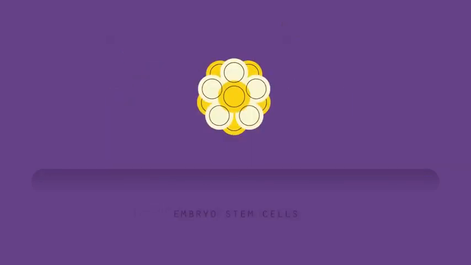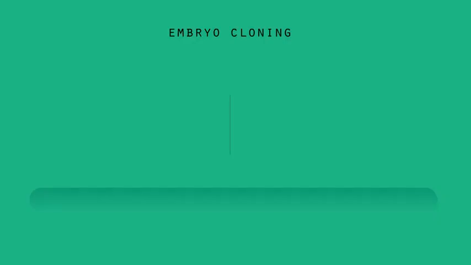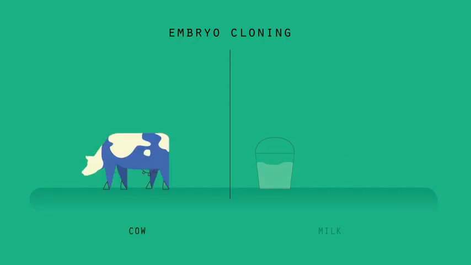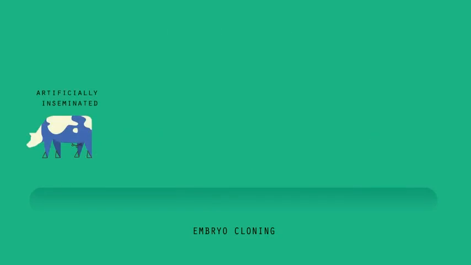In animals, only embryo stem cells have the capability to differentiate into all the different types of cells found in an adult. There are two methods you can use. The first is called embryo cloning. A farmer might have a cow that gives a lot of milk and wants to use her to create many calves. The cow is artificially inseminated using the sperm of a bull. The embryos grow until they form a ball of embryonic stem cells.